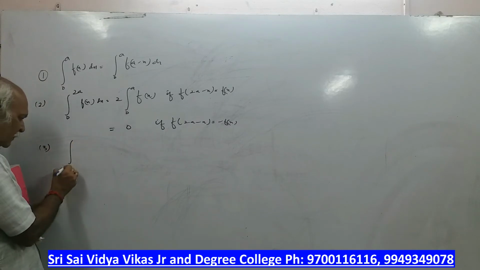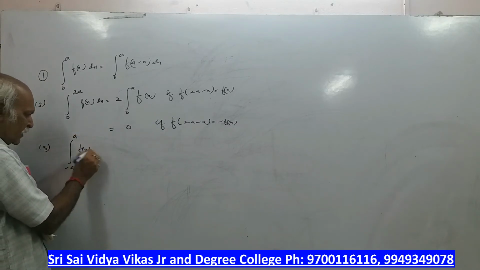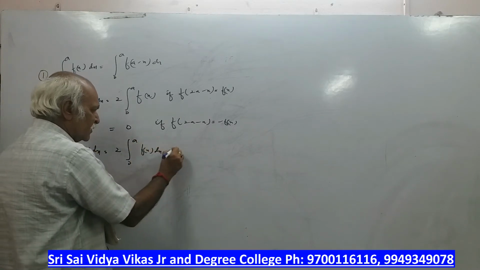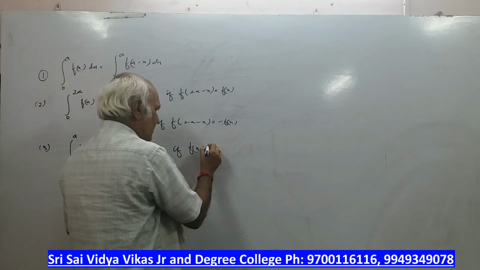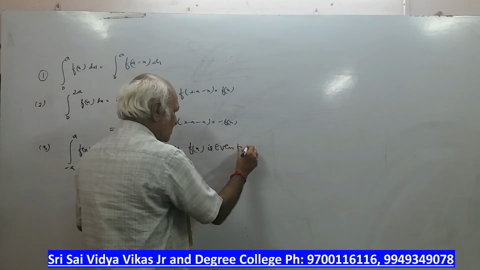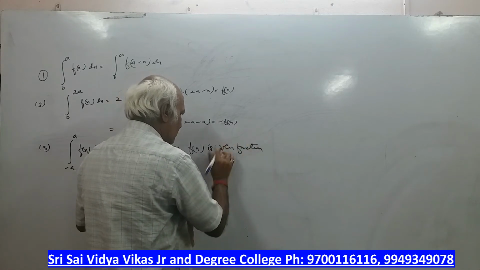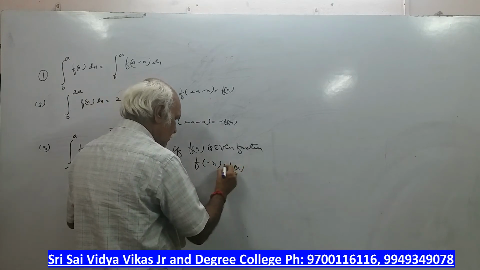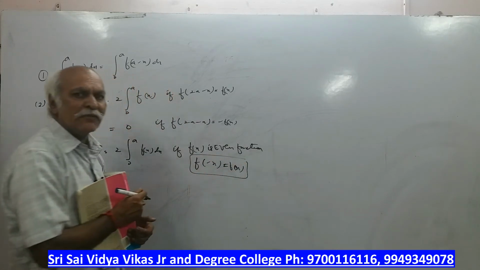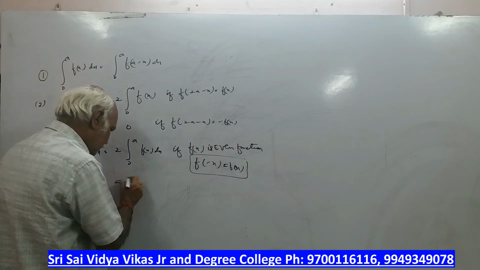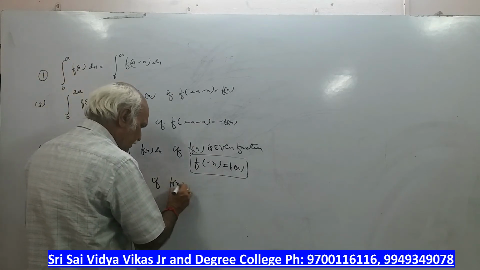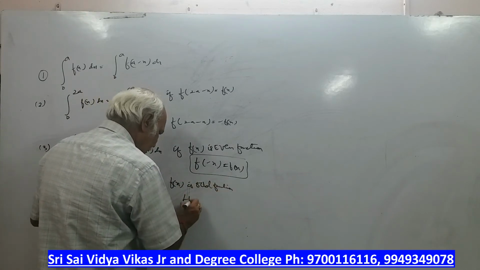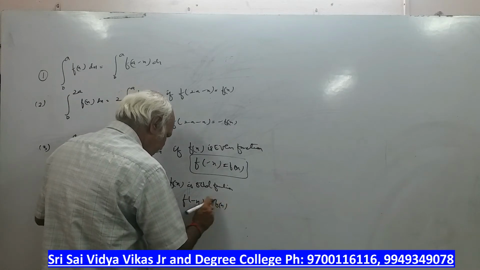Then third one: the integral from minus a to plus a of f of x dx is equal to 2 times the integral from 0 to a of f of x dx if f of x is an even function. What is an even function? Even function means f of minus x is equal to f of x. It is equal to 0 if f of x is an odd function, that is, f of minus x is equal to minus f of x.